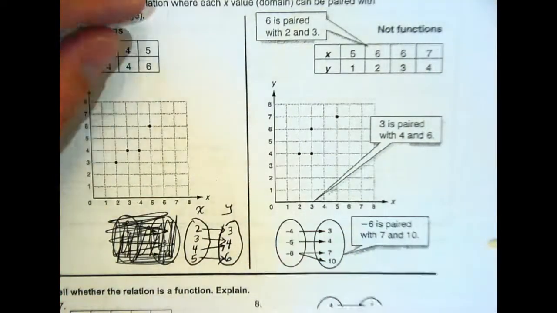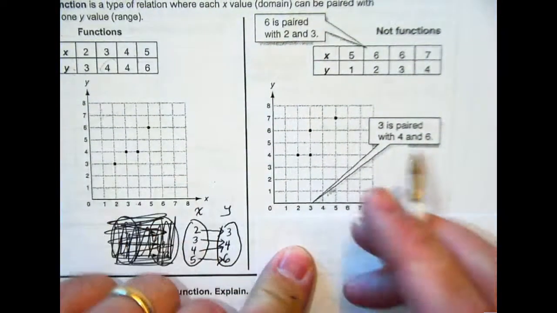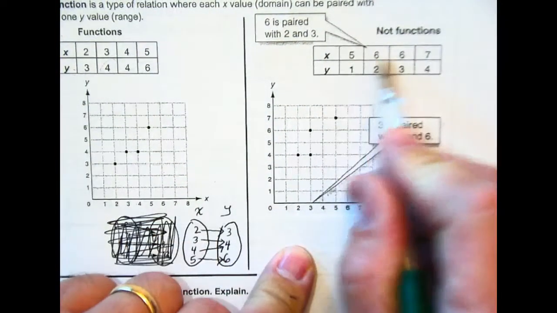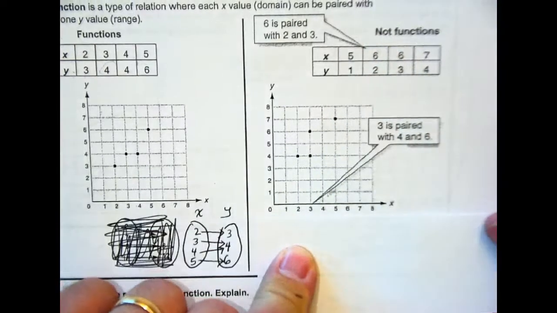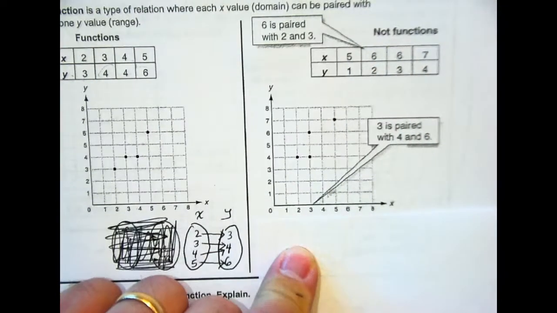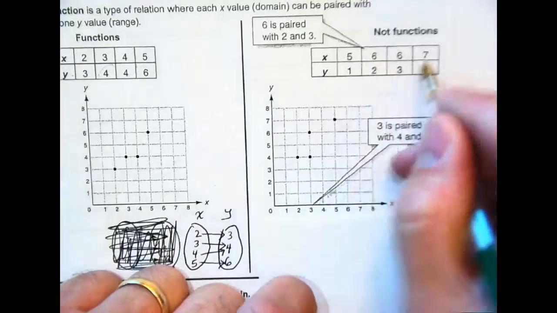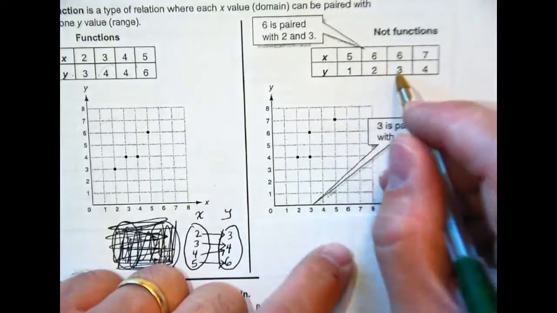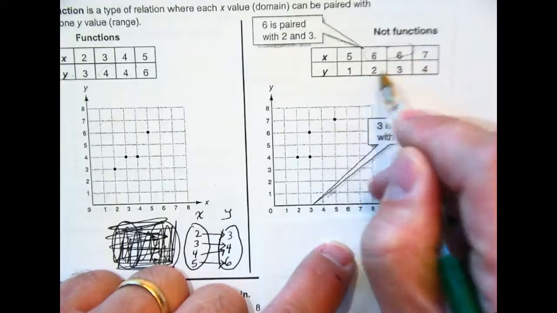All right, I'm going to cover that bottom part up because it doesn't go with this again, but hey, what are the problems? Danny? The x value has 2 sixes, and you can't have 2 of the same x values. Anytime you have 2 of the same x values and they're paired with different y's, then it's not a function.